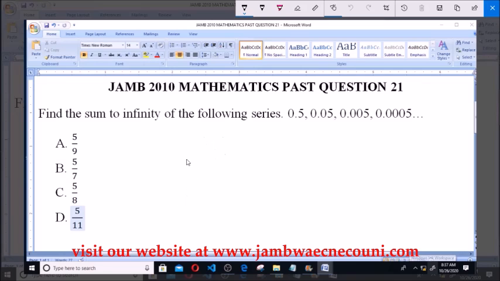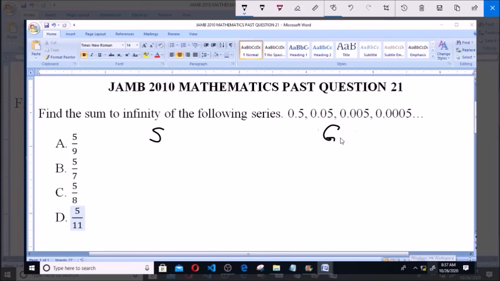Now looking at this series, this is a GP, a geometric progression, and the formula for finding the sum to infinity of a geometric progression is given as A all over 1 minus the common ratio, which is R, where A is the first term. Now what is A? From this, A, the first term, is 0.5, which we can also write as 1 over 2. 0.5 is 1 over 2. Then R, which is the common ratio.